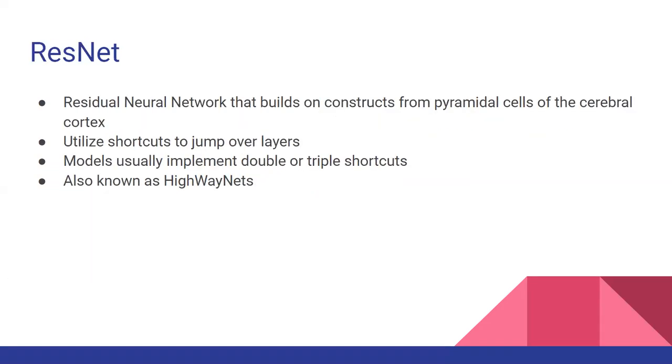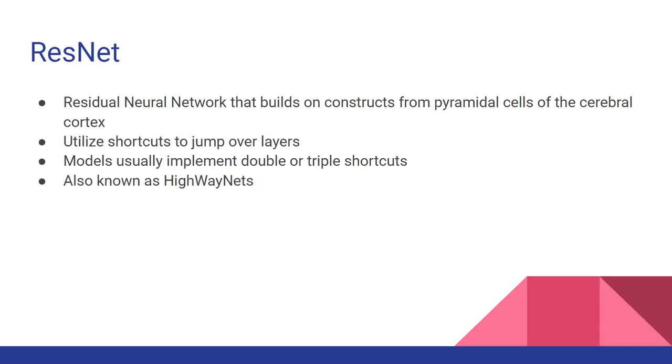The second pre-trained model is another CNN. The rest of the models I'm going to be going through are all going to be CNNs. So ResNet is a residual neural network that builds on constructs from pyramidal cells of the cerebral cortex. This is a bunch of information I'm just throwing at you. So what this means is that ResNet is kind of structured like the human brain. It basically builds on the artificial pyramidal cells from an artificial cerebral cortex, which is a part of your brain.